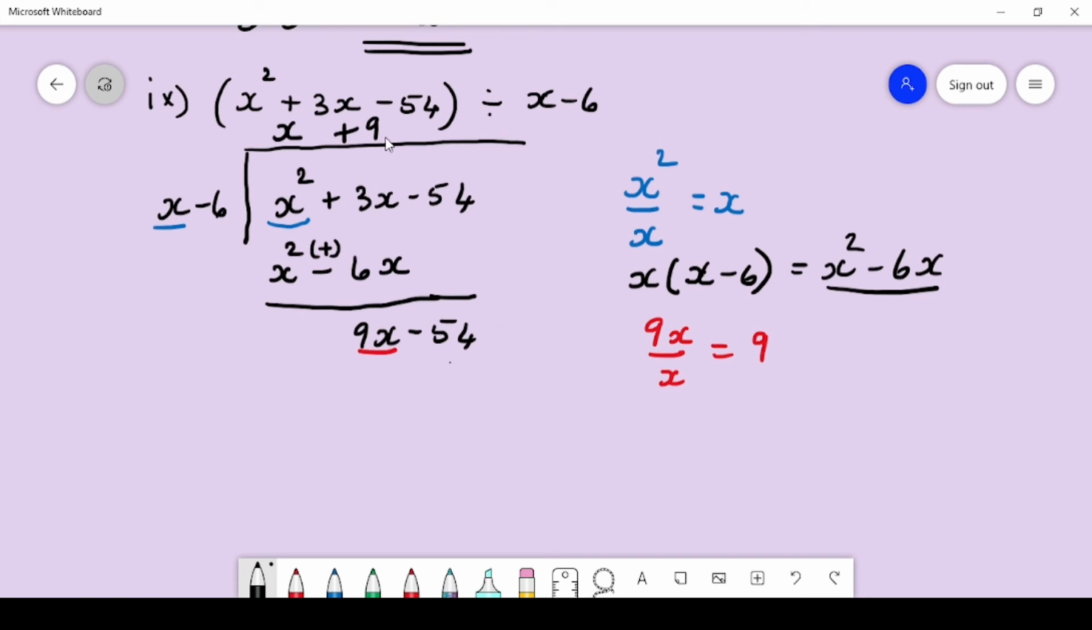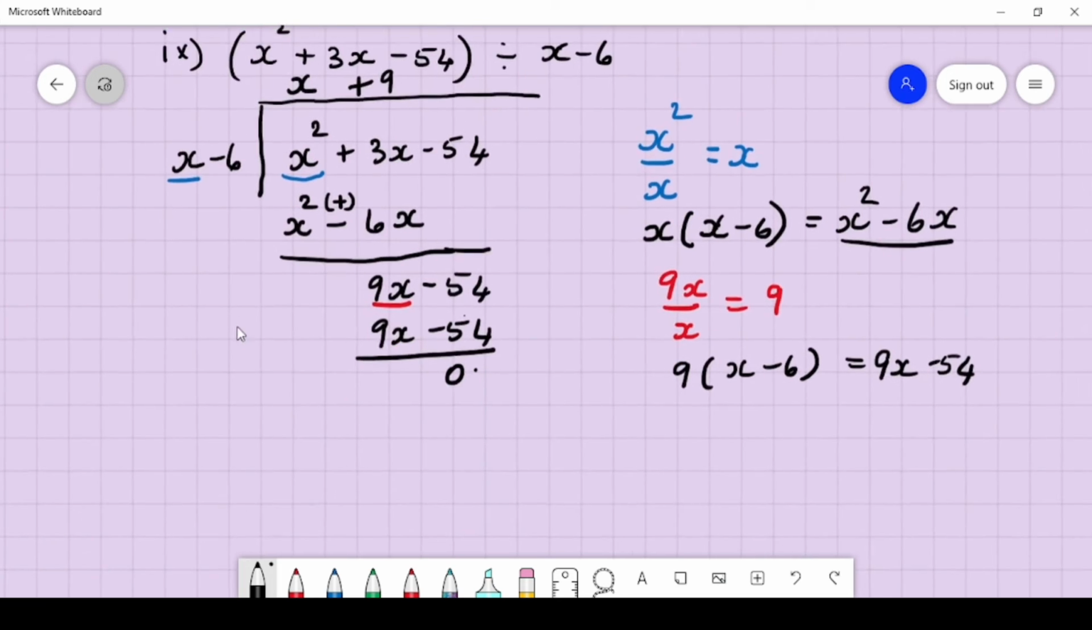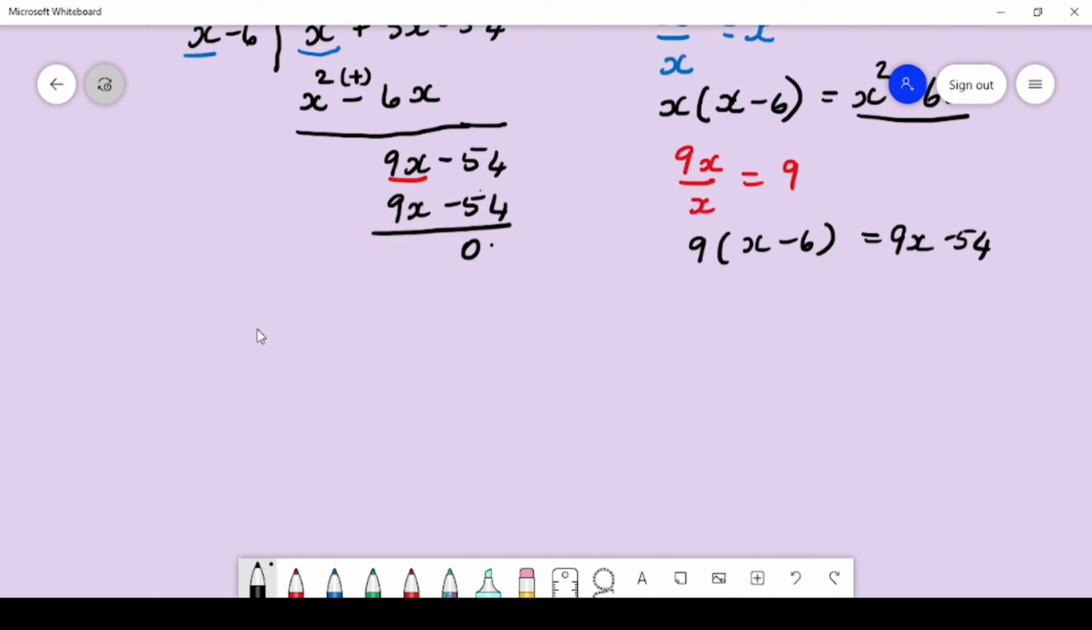Now what you have to do, with this 9 you have to multiply the complete divisor. So 9 into x minus 6 will come. So that's equal to 9x minus 54. Okay, so that you can write over here 9x minus 54. Take the difference, you will get 0, isn't it? So what is the answer? What is the quotient? x plus 9. So the answer is x plus 9. Therefore, answer is equal to x plus 9. Hope it is clear.